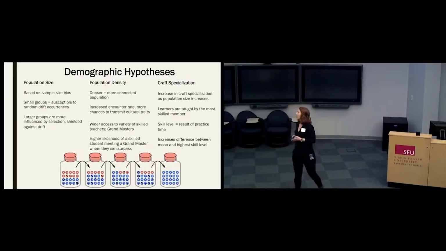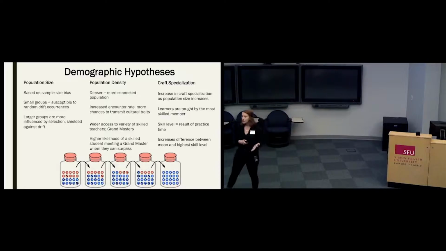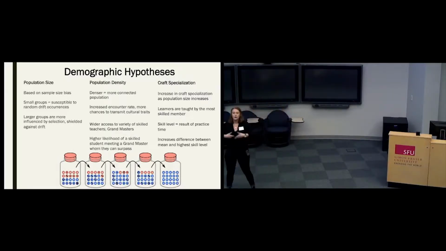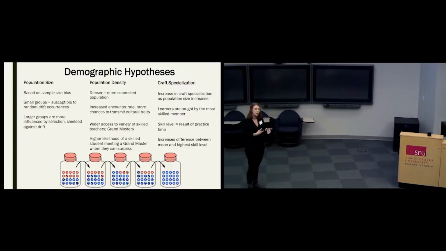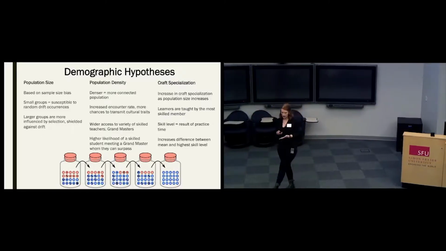The population size hypothesis is based on sample size bias. So smaller groups are going to be more influenced by random drift occurrences, whereas larger groups are going to be more shielded from this drift. And the reason for this is that they are more influenced by selection. A larger group has more people, more variability, and so a higher likelihood that they're going to be able to adapt positively to, say, cultural or environmental changes.